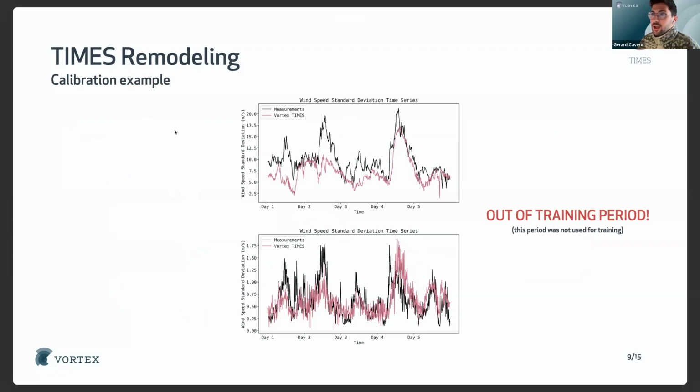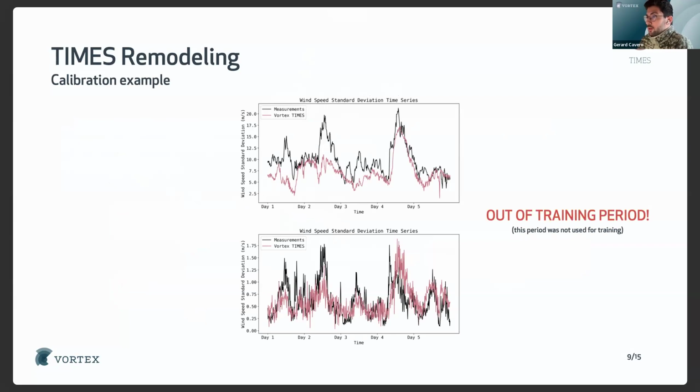So here I have a qualitative example of the calibration. Here you have a 5-day time series of the wind speed, and wind speed standard deviation. Sorry, there's a typo here. This should be wind speed, not standard deviation. The second one is the standard deviation.